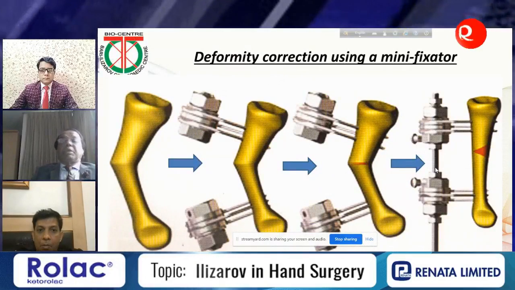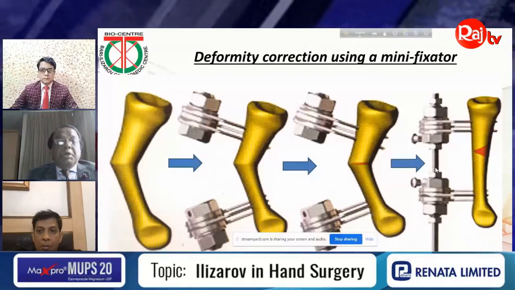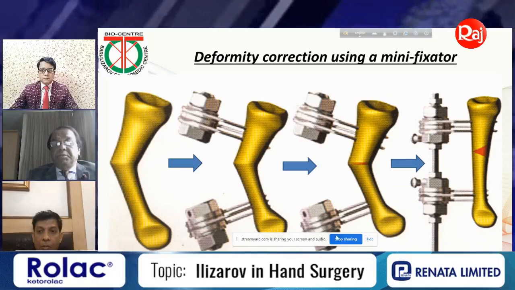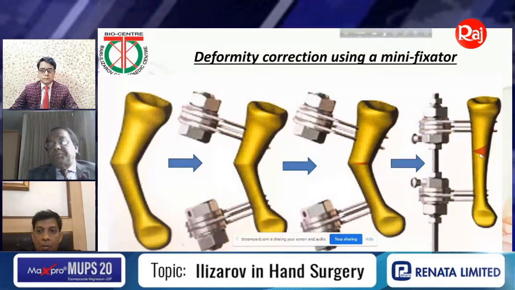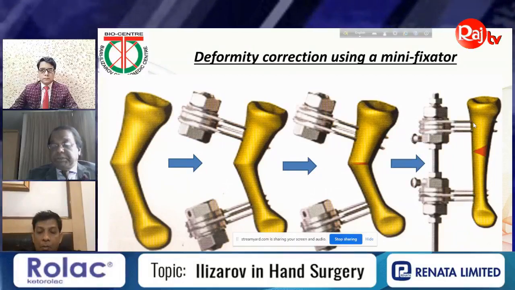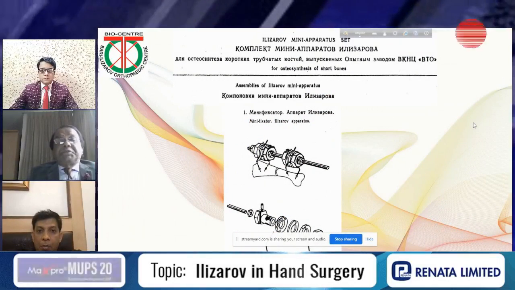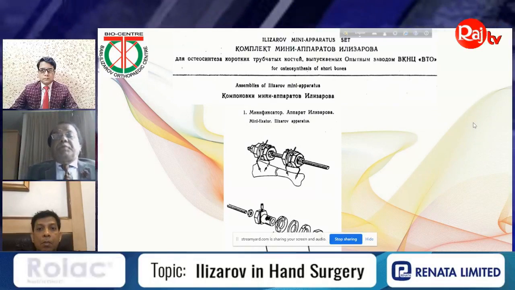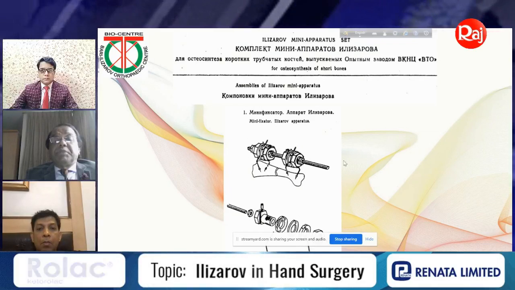Now, this is simple. I want to show you. Sometimes you'll get this kind of deformity, and it is very easy. You fix it like this with the mini fixator, do an osteotomy, and this is wedging of the newly regenerated bone. The bone is totally corrected. Now, these are the pictures I have taken from my Kurgan Institute when I was there. You can see here a very simple mini fixator.